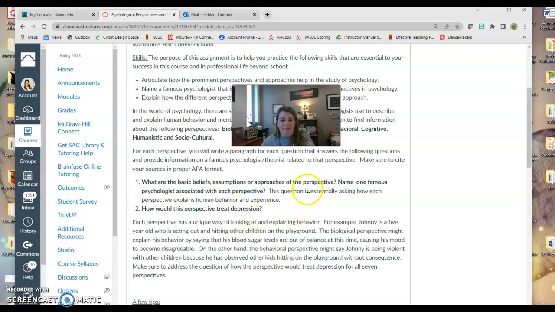I'm thinking a paragraph minimum for each question, for a total of 2 paragraphs, each paragraph being somewhere between 3 and 5 sentences. So this is not a research paper. This is not an essay. This really is as simple as answering these 2 questions here. So just think, okay, I'm going to write a paragraph about question number 1, and I'm going to write a paragraph about question number 2.